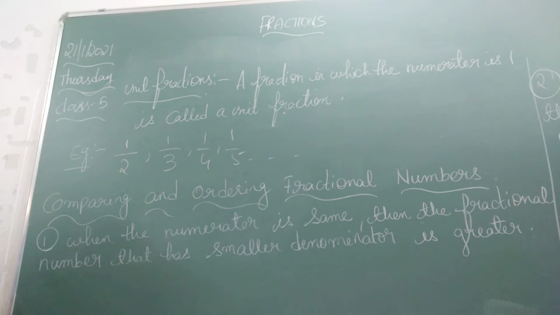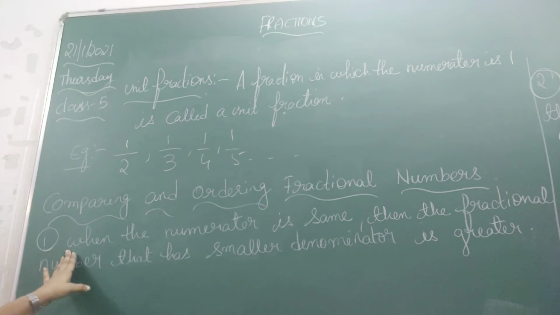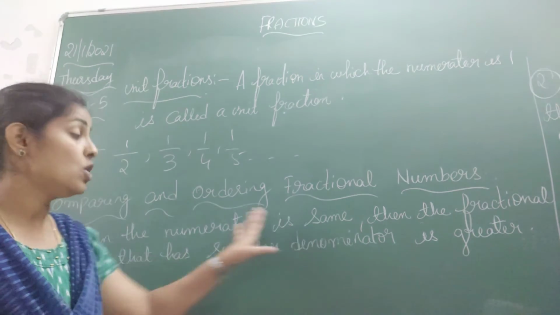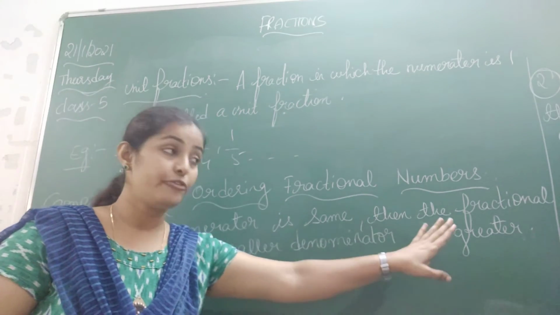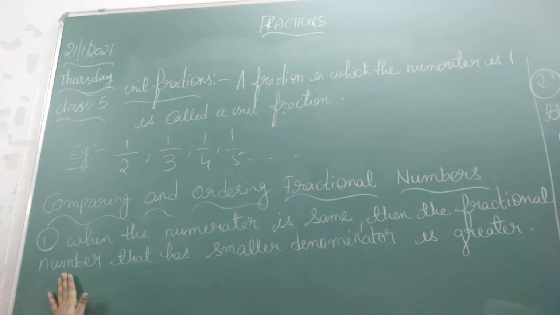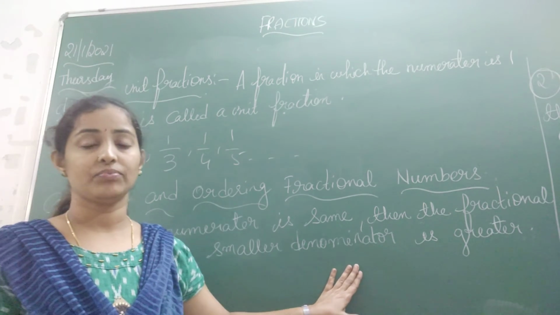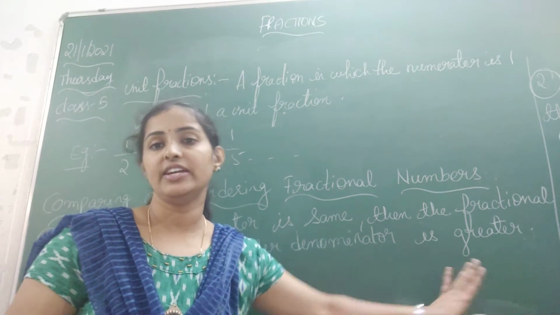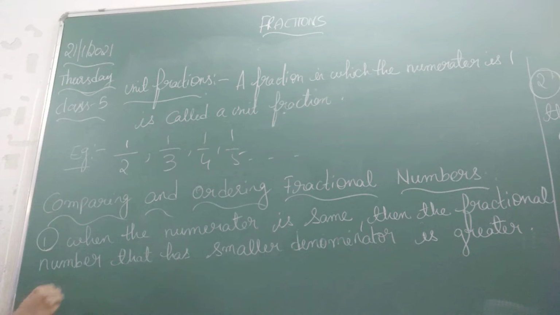Now let us come to the next one, comparing and ordering fractional numbers. When the numerator is the same, what is given here? When the numerator is the same, then the fractional number that has the smaller denominator is the greater number, right? Now let us take some examples first.